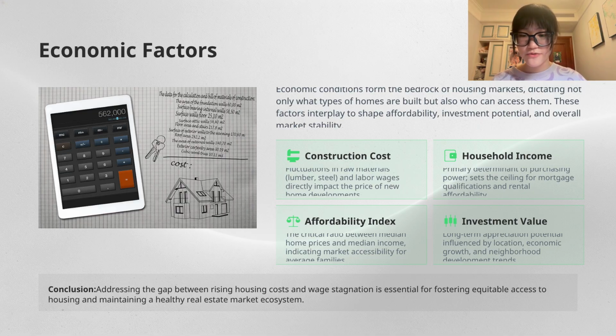Third, the Housing Affordability Index. It compares house price and average income to show how easy it is for a regular family to buy a house. Fourth, property appreciation value. Location and regional development affect how much a house can grow in value over time.